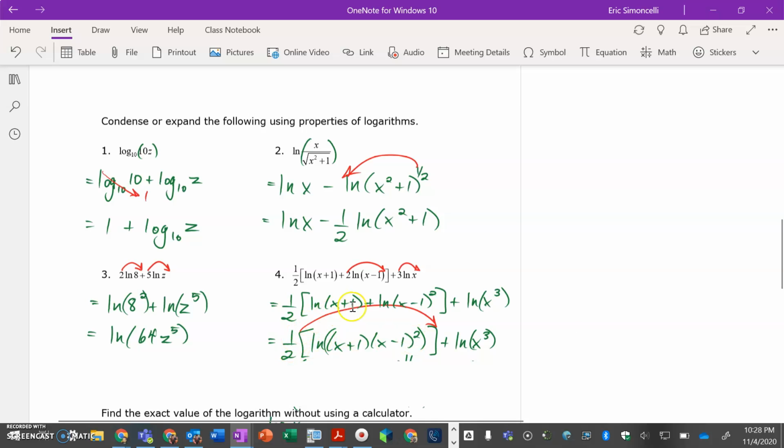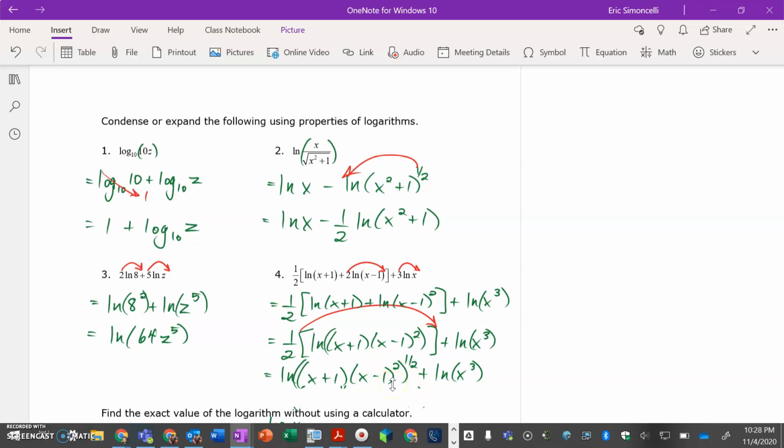Now I do show the arrow here in the next step, denoting that my next property and application will be the power property again. Don't do anything with that last term, of course, and just continue on, and at the end we'll see what we can do. Again, we're trying to condense everything, right? We're writing it as a single log or natural log. So here's the next step.